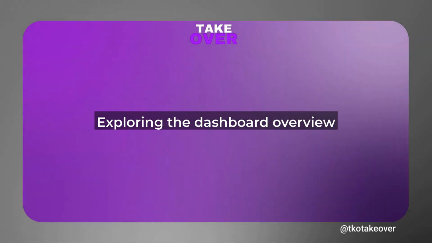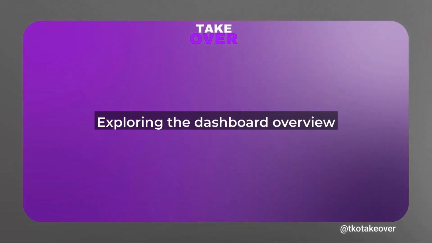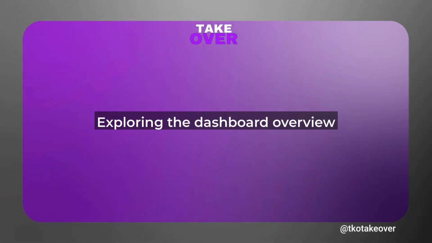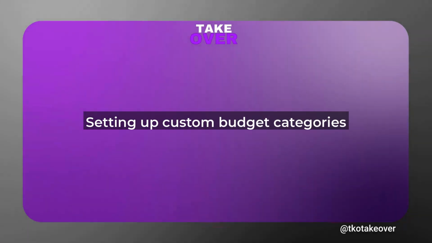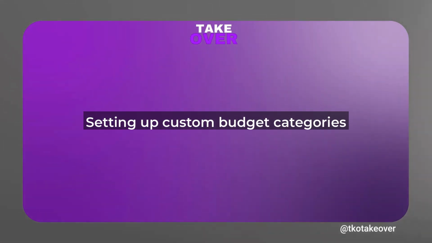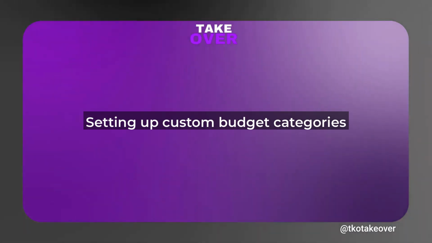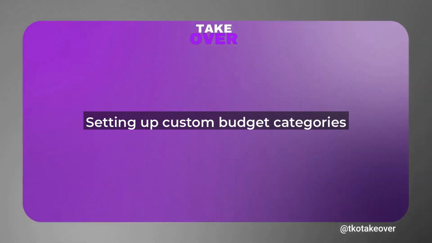Next, set up your budget categories. Think of these as the envelopes in your wallet. YNAB prompts you to create categories for essentials like rent, groceries, and utilities, as well as fun stuff like dining out or travel. Be honest with yourself here. List out your real expenses.